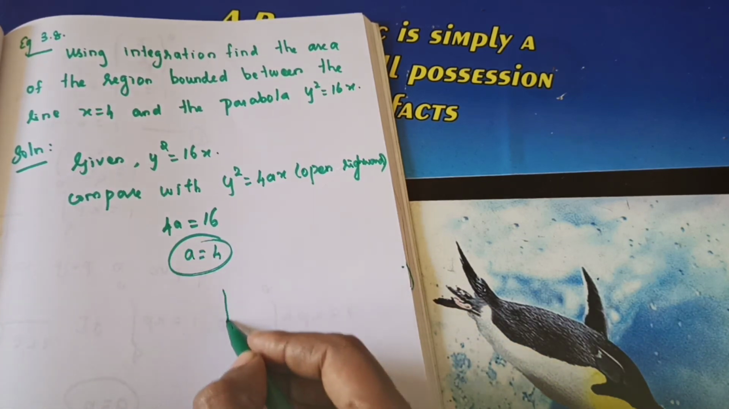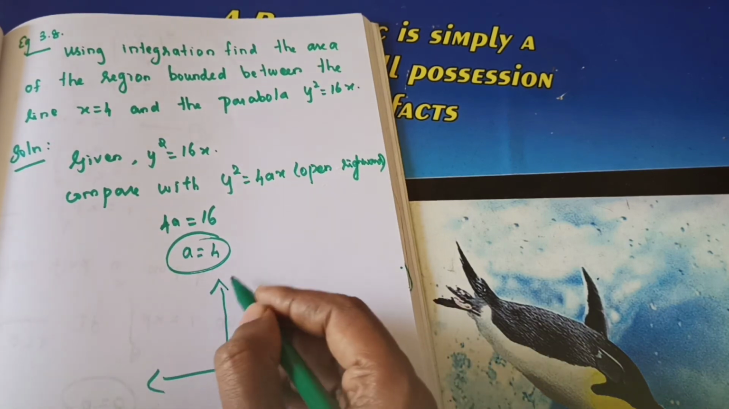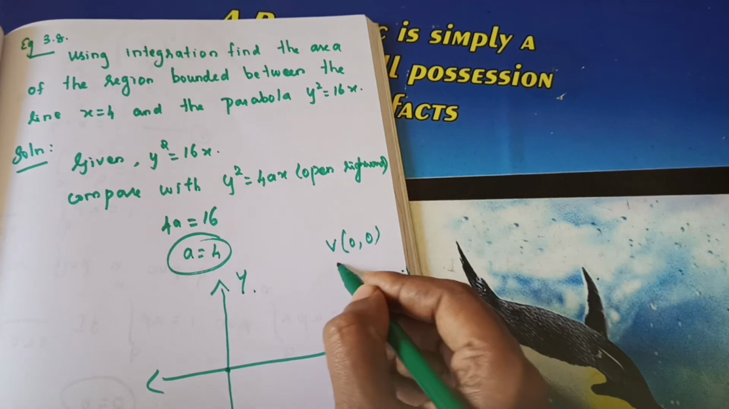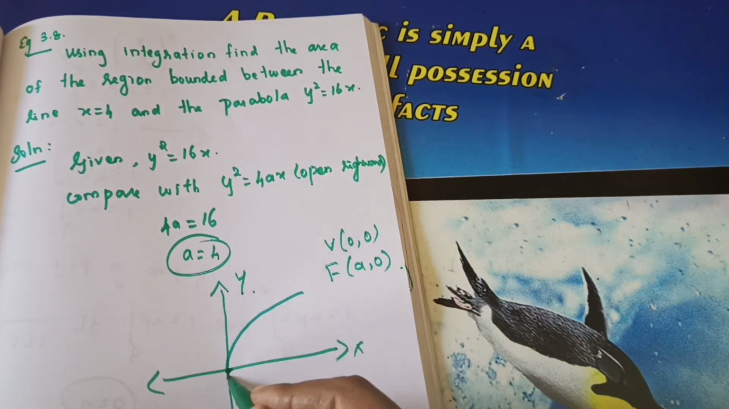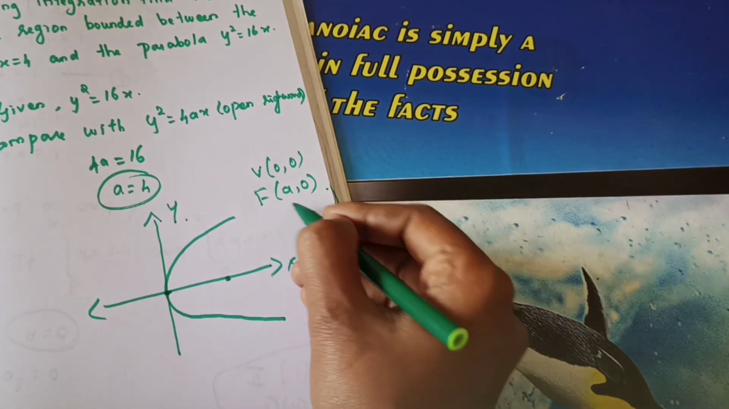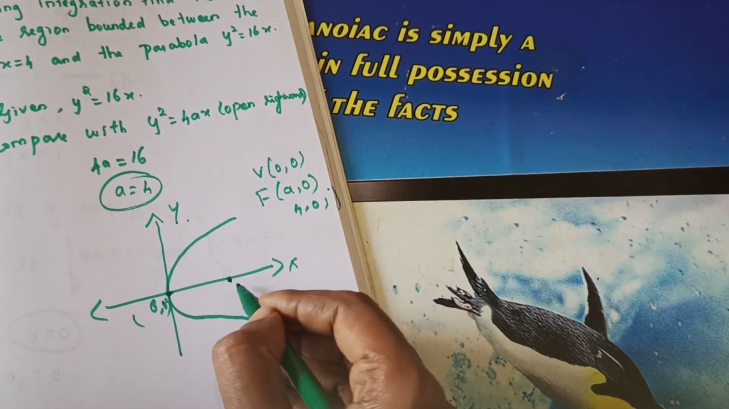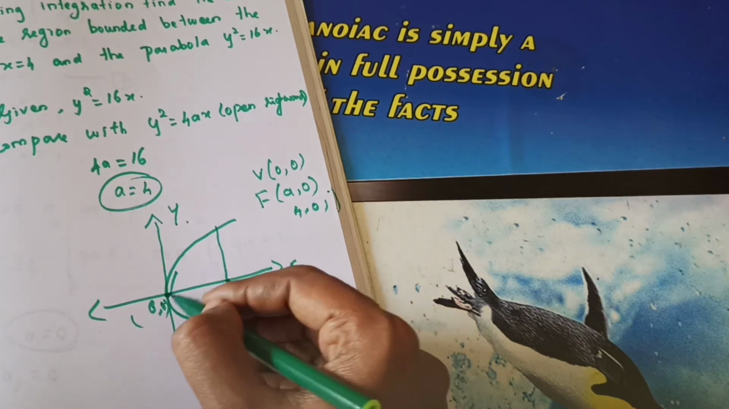So now you can draw the parabola. This is the x-axis. This is the y-axis. The vertex, what's the vertex? 0, 0. Focus a, 0. So using that you can draw. The focus 4, 0 means it will be where? 4, 0 nearly here. Okay. So 4, 0, so we get here. This is the shaded portion.